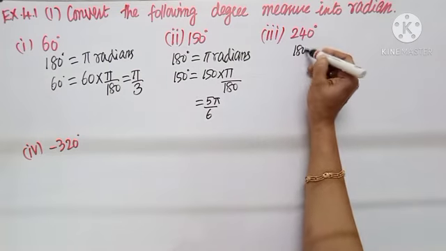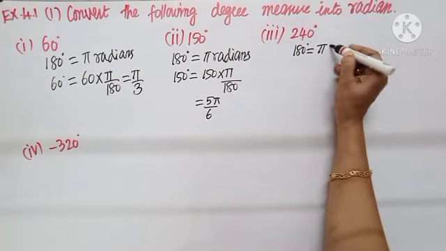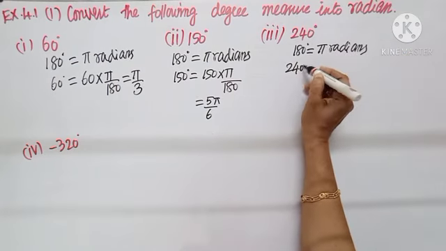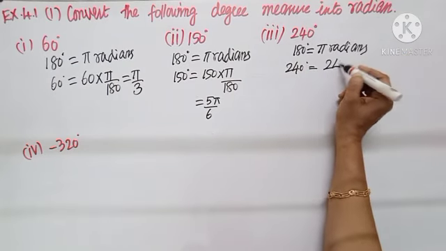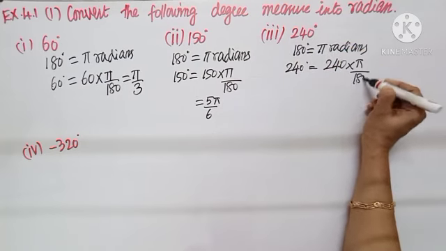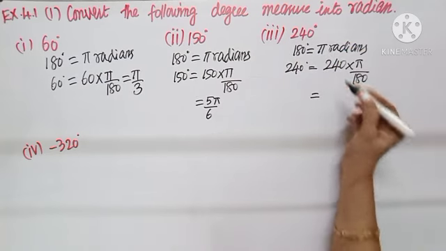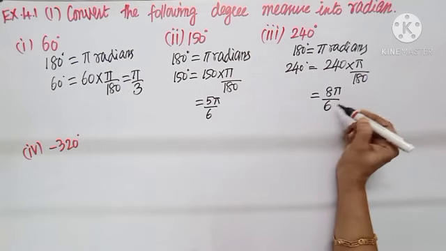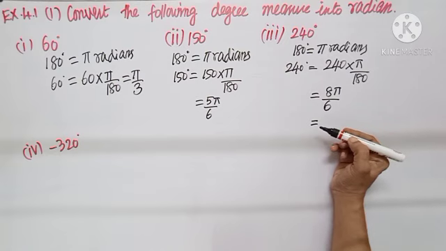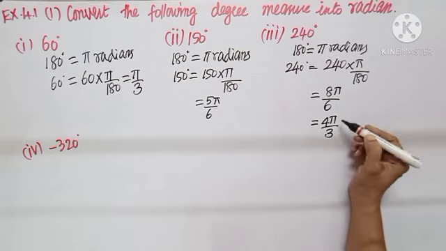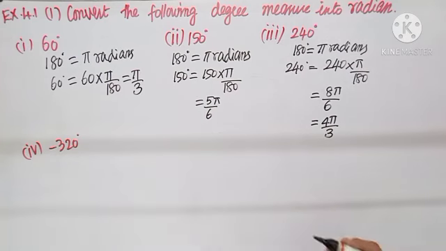Here again 180 degrees is pi radians. My question is 240 degrees. Cross multiply, 240 into pi by 180. Simplify and write the answer. 8 pi by 6 3s are. Again I can cancel. It is 4 pi by 3. So 4 pi by 3 is my answer.